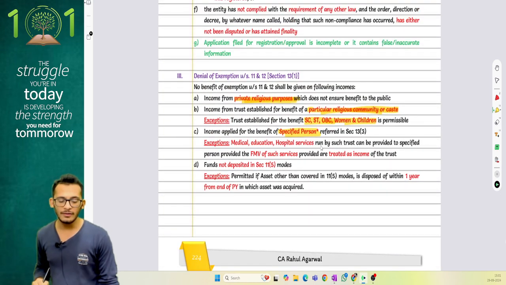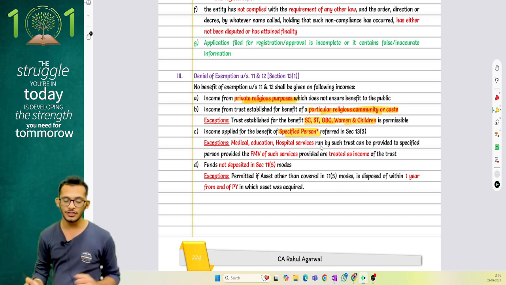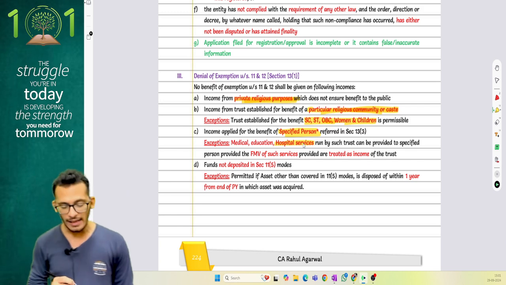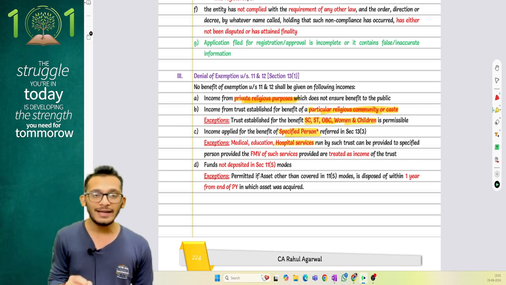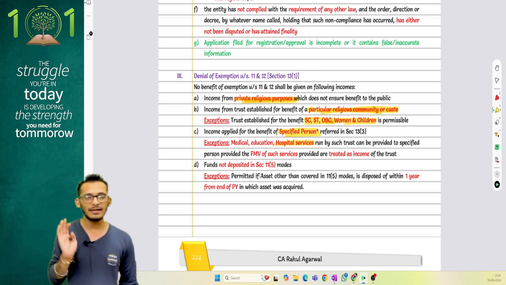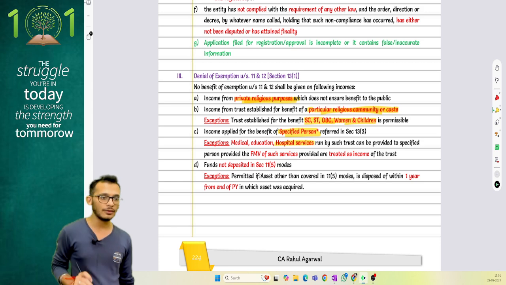But they're coming and clarifying that if you are into any kind of medical institution, educational institution, hospital services, which is run by the trust and is given to these kind of people at a fair market value price, meaning I'm doing it at a market condition rate, then in that case I will not treat it as a violation. It will still be allowed as a deduction.